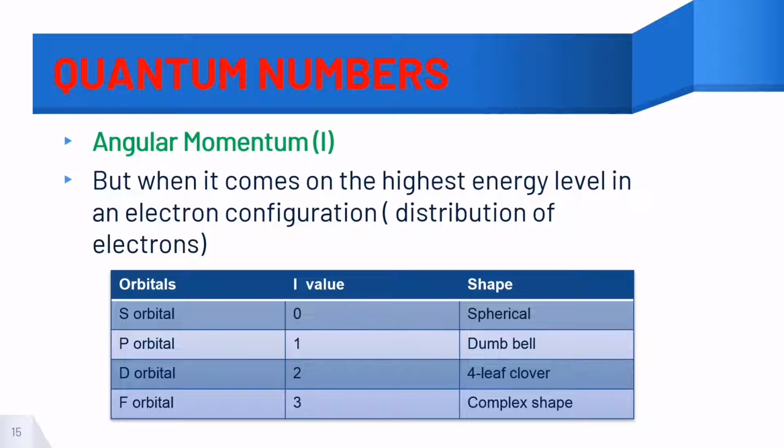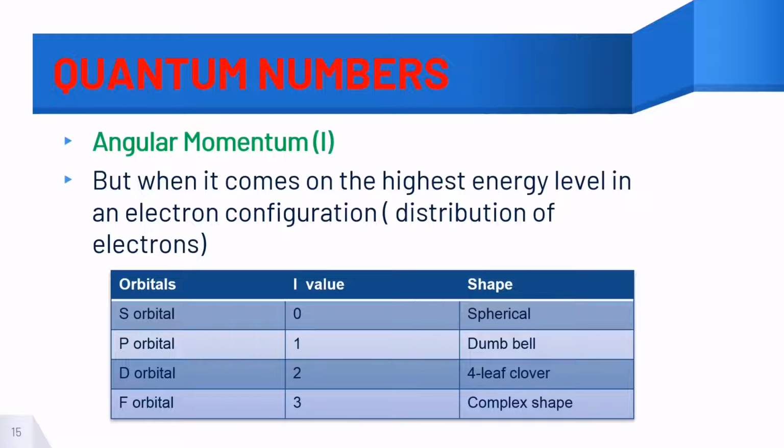If the d orbital is in the highest energy level, the value of l is equal to 2, wherein the shape of this is a 4-leaf clover. The shape of this is complicated, unlike the s and p orbitals. So let us remember, in this energy level, we have 5 of the 4-leaf clovers.